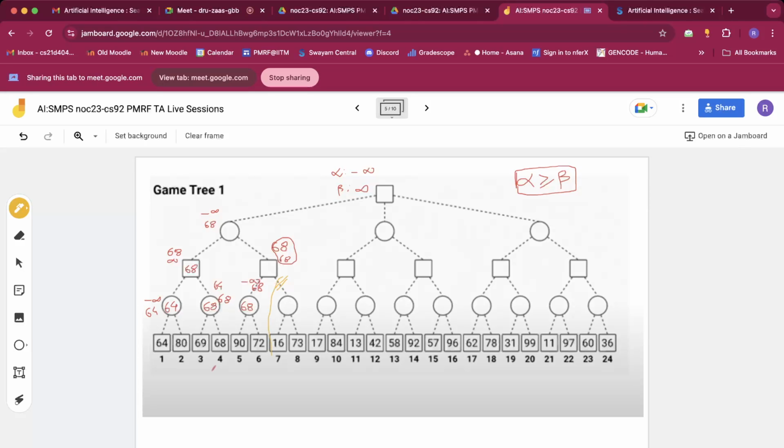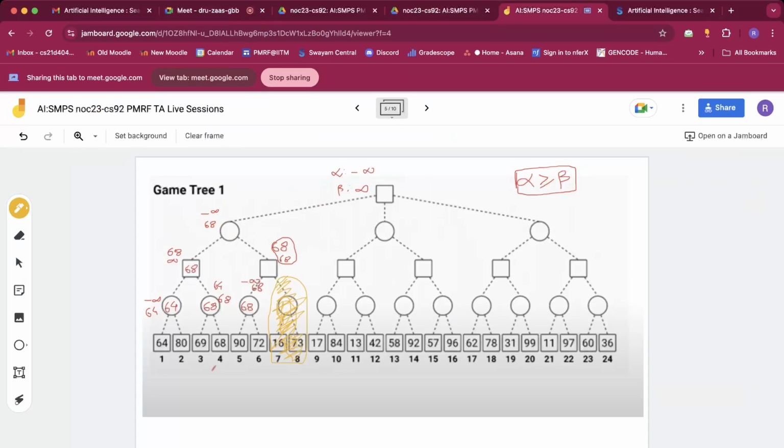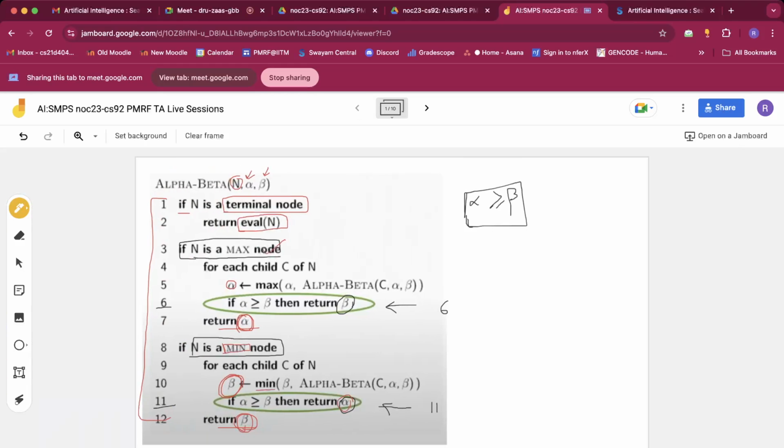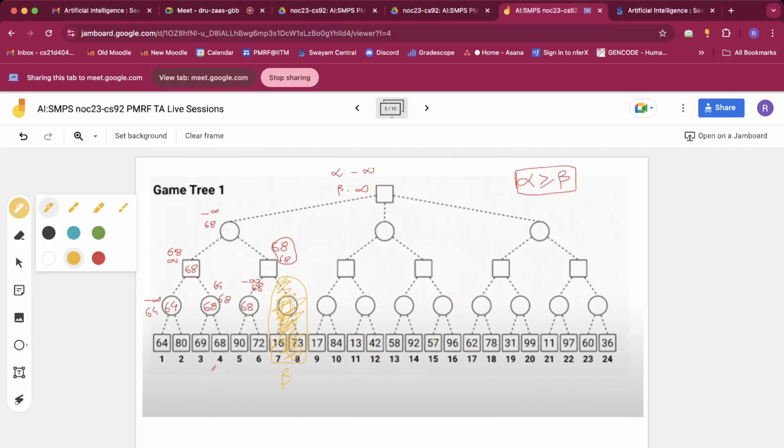Let me mark this. This basically means that there is no purpose exploring this part of the game tree. And can anyone tell me what kind of cutoff this will be? That's right, it will be a beta cutoff because we were at a max node. And again, if we go back to the pseudocode, whenever we are at a max node, if the cutoff condition is met, we will have a beta cutoff and the beta value will be returned. So we will do exactly that. We will return the beta value.